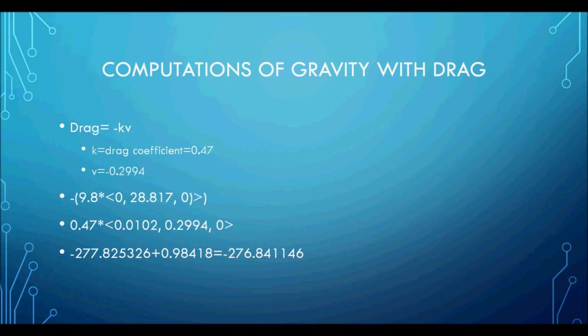These are the computations for gravity with drag. I used the formula for drag of -kv, which is the same as -1 times the drag coefficient, which was 0.47, times the average velocity.